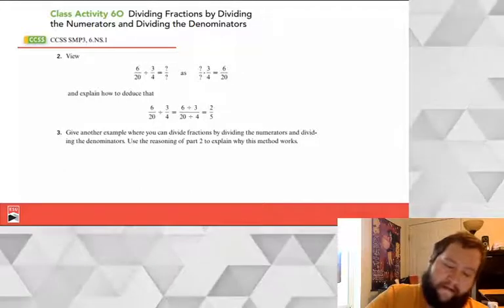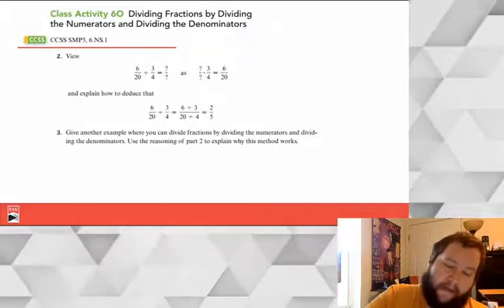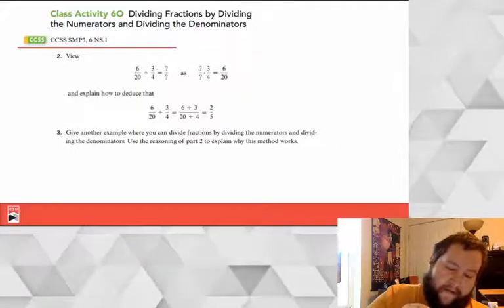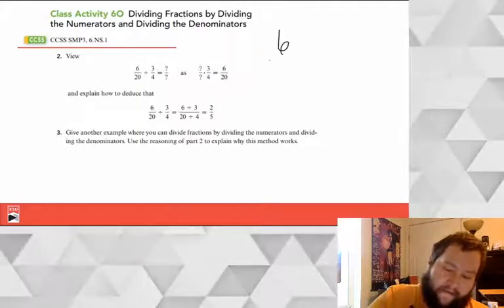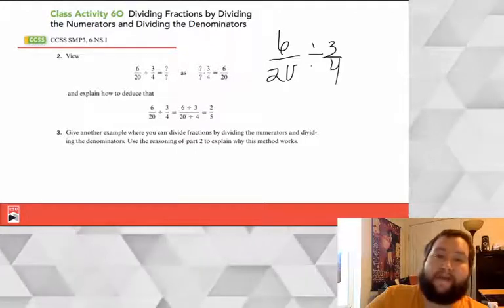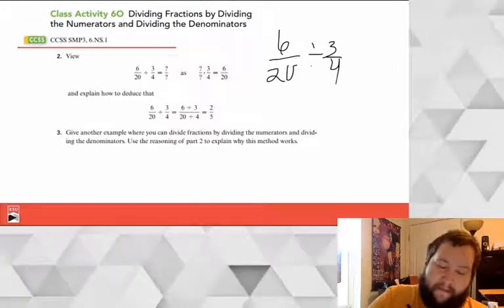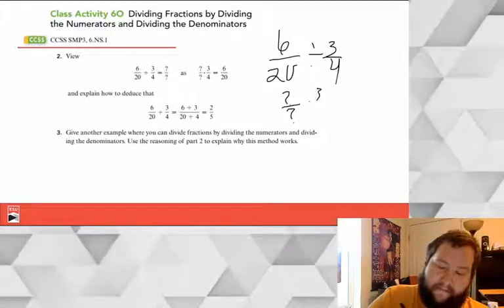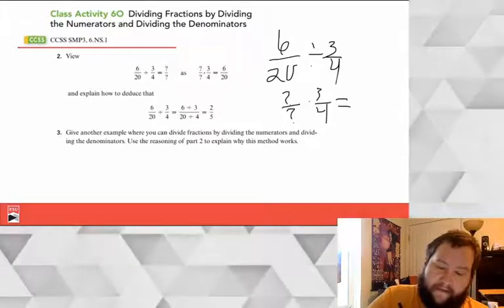And so here it says, explain why we know. Consider 6/20 divided by 3/4. So 6/20 divided by 3/4. They want us to rewrite it as a multiplication problem. We have something times 3/4 gives us 6/20.